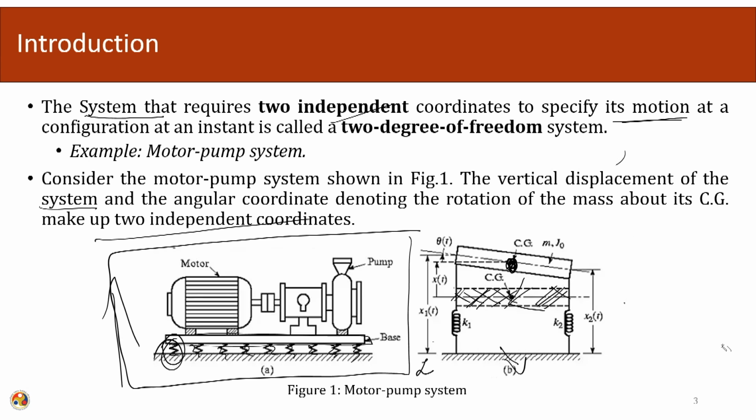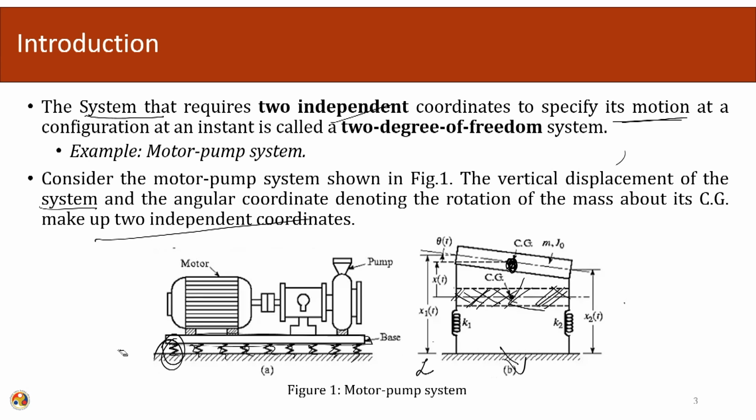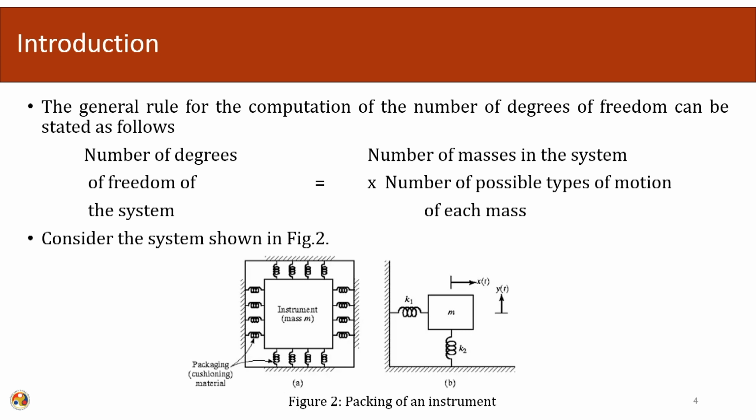Sometimes it might also happen that we can analyze a problem using a single degree of freedom approximation, a 2 degree of freedom approximation, or a multiple degree of freedom approximation. It depends upon the required parameters, and also on the degree of accuracy required in the system. So, moving ahead, we are trying to give a general rule.